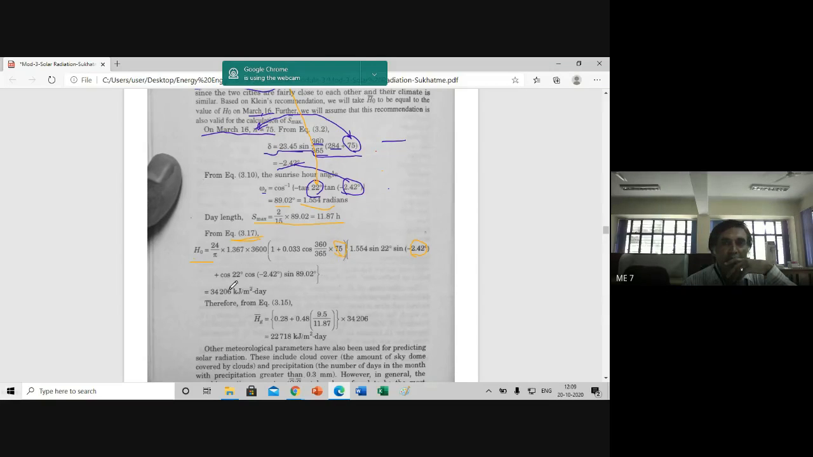Then the latitude value, then this calculated sunrise hour angle, you get 34,206 kilojoule per square meter per day. This is a monthly average daily extraterrestrial radiation. But we want global radiation.